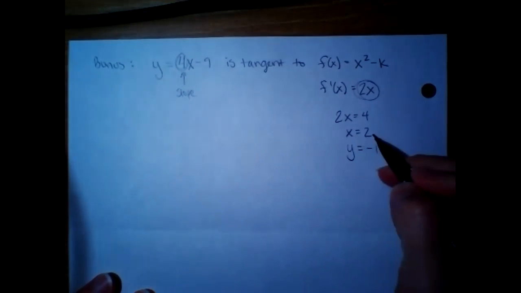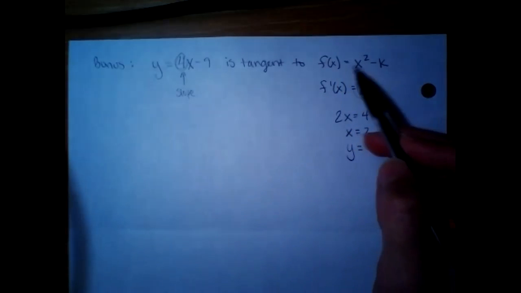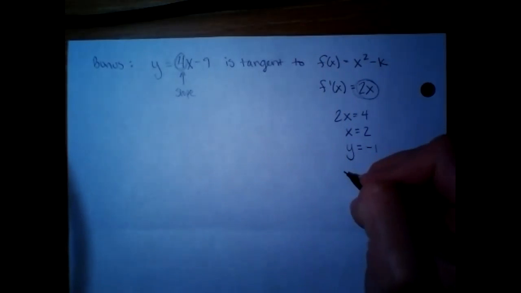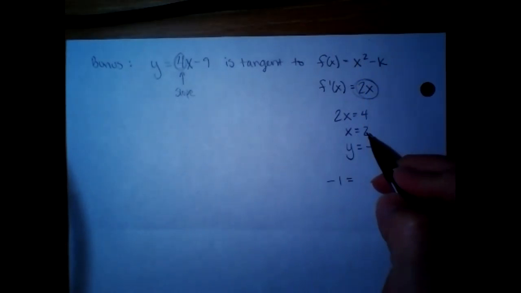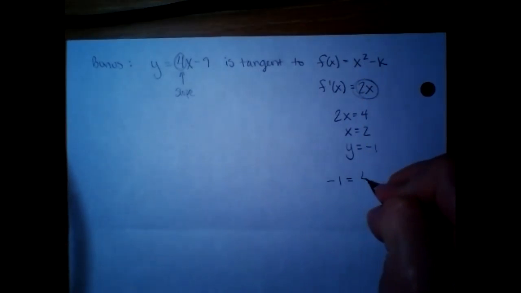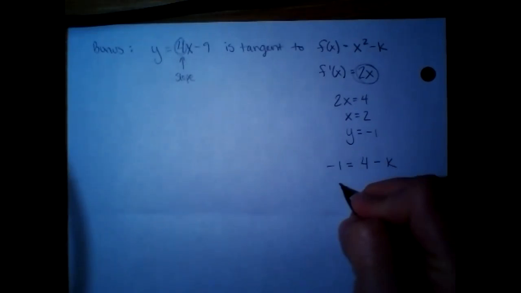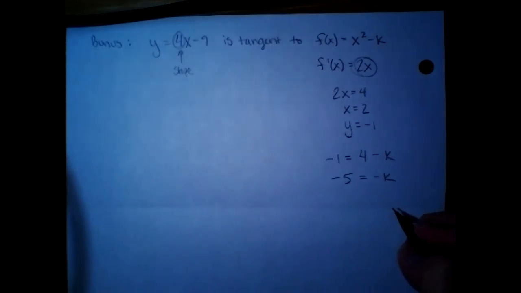So we have x and we have y. And I'm going to plug those both into this function to solve for k. So f of x, or you could say y, that's going to be -1. So we're going to have -1 equals x squared. So that would be 2 squared, which would be 4, minus k. And so I'm going to subtract over the 4. -5 equals -k, and so the negatives cancel. So this was the answer, k equals 5.